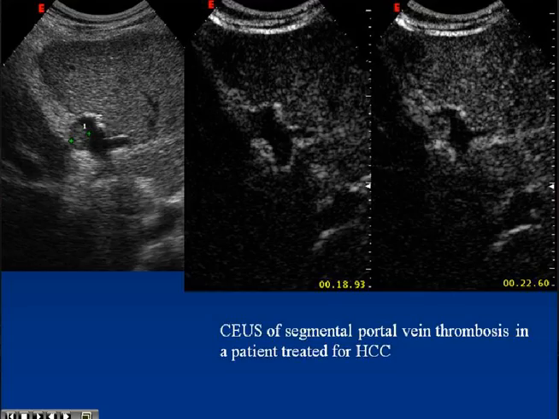So I hope that the message for the diagnosis of cancer in liver cirrhosis was clear. This applies also to portal thrombosis. If a portal thrombosis has arterial enhancement, then it is malignant portal thrombosis. I don't go into further details.